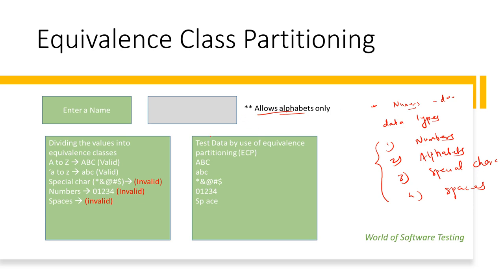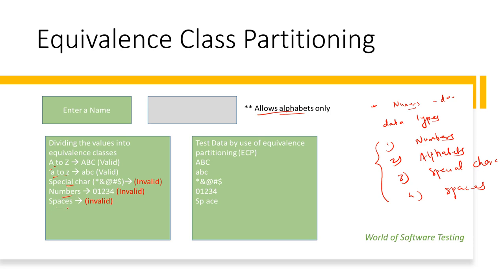So here we need to again divide these values into classes. We have these classes. If you consider the alphabets, there are capital A to capital Z. The second one is small a to small z, small letters. Then the special characters, there can be a lot of special characters we can use, and then numbers 0, 1, 2, 3, 4, and so on.